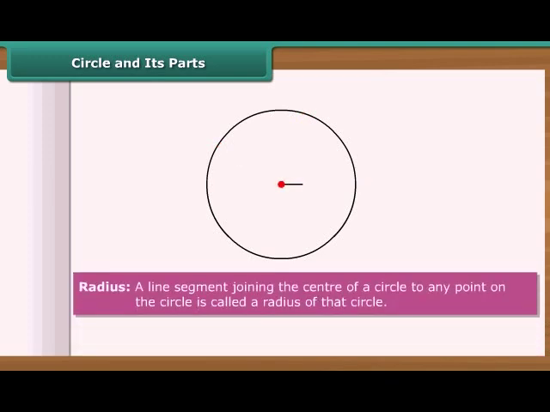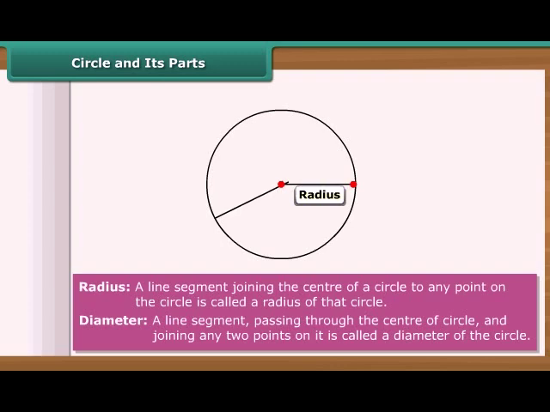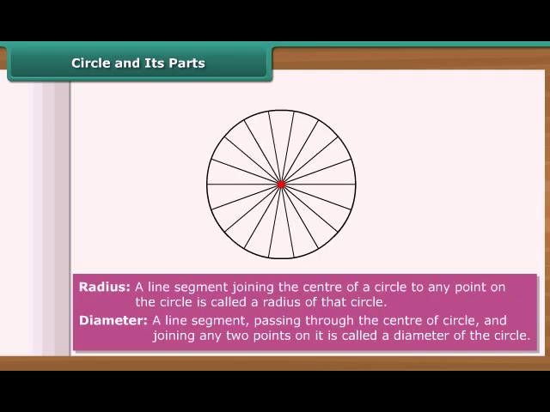A line segment joining the center of a circle to any point on the circle is called a radius of that circle. And a line segment passing through the center of a circle and joining any 2 points on it is called a diameter of that circle. There can be an infinite number of radii for a given circle. Similarly, there are infinite numbers of diameters for a circle.